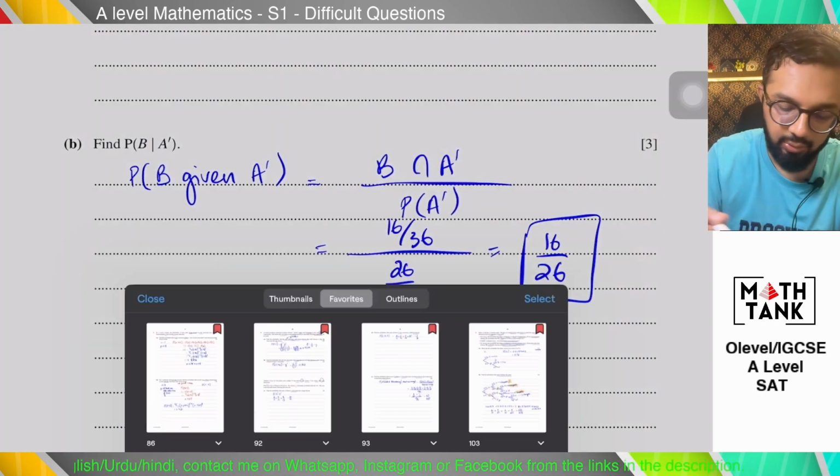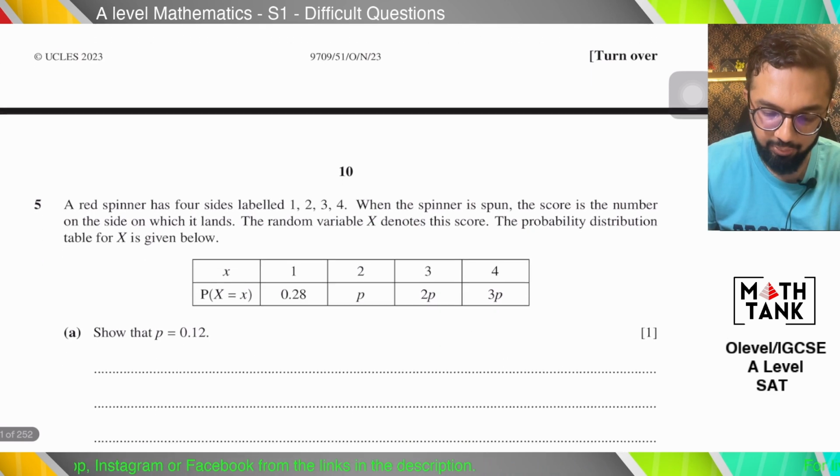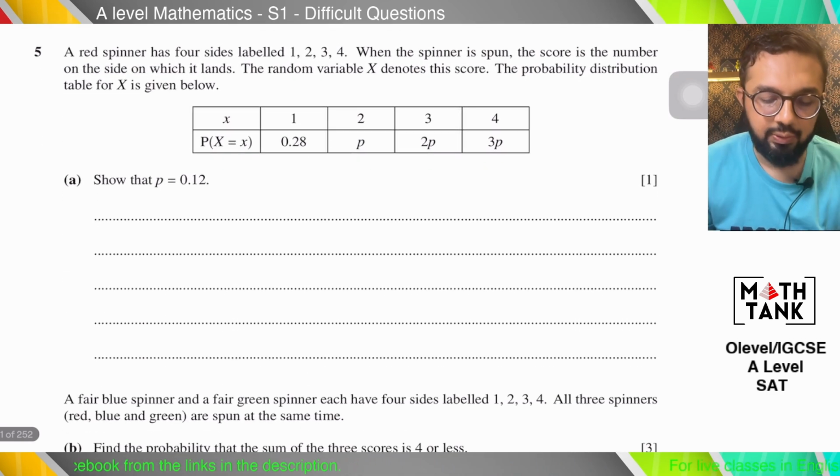Okay, moving on to another difficult question. Let me take you to November 2351. It says a red spinner.